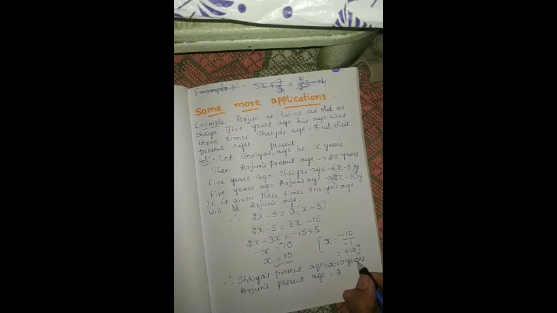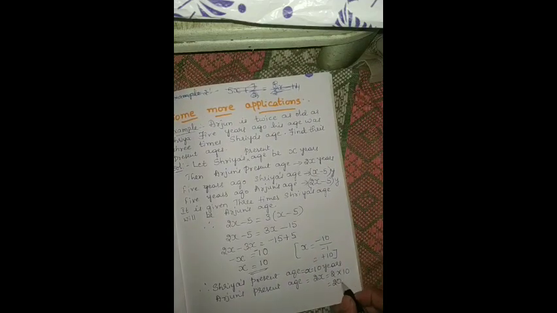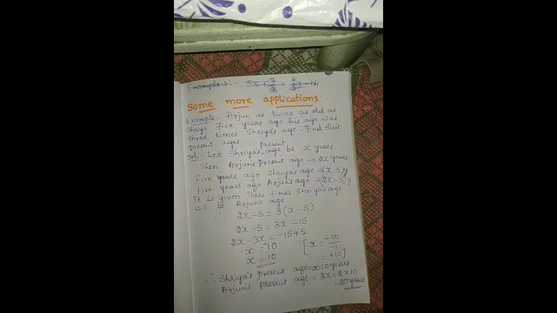X is equal to 10 years. But here it is 2x, children, isn't it? So 2x is equal to 2 into 10 because x is equal to 10 here. That is 20 years. So Arjun's age will be 20 years and Shreya's age will be 10 years. In this way, we have to arrive at the solutions to statement sums. Understood, no? Yes.